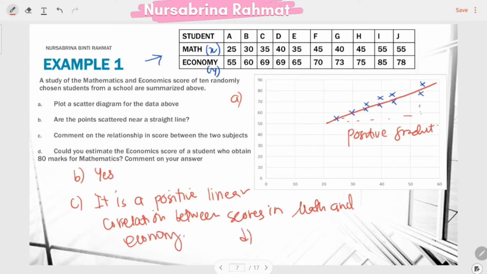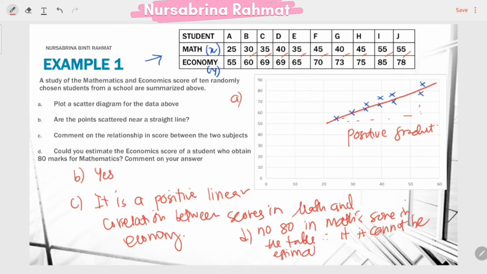Okay, and D. Could you estimate the academic score of a student who obtained 80 marks for mathematics? Let's find out if you have any 80 score for mathematics in the table. We have 25, 30, 35, 40, 35, 45, 40, 45, 55, 55. So there is no 80 in the table for math score. Therefore, we cannot estimate. It cannot be estimated, because it is out of range.